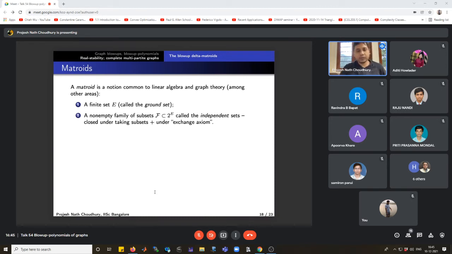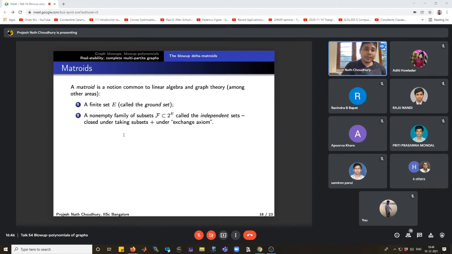A matroid is a structure which abstracts and generalizes the notion of linear independence in a vector space. So a finite matroid M is a pair (E, F), where E is a finite set, the ground set, and F is a non-empty family of subsets of E, called the independent sets, which satisfies the following properties.